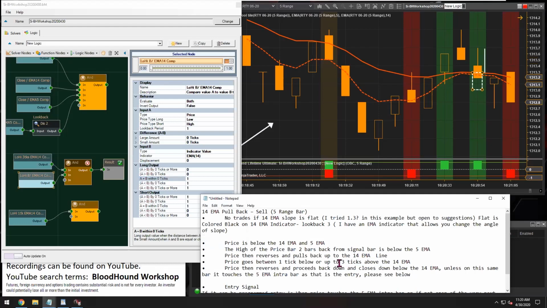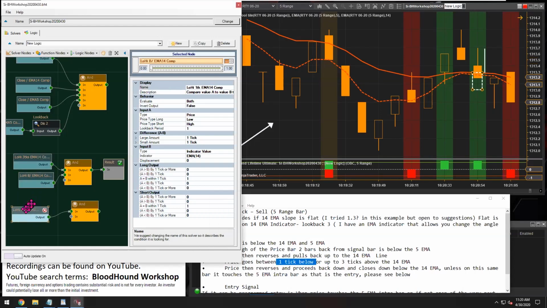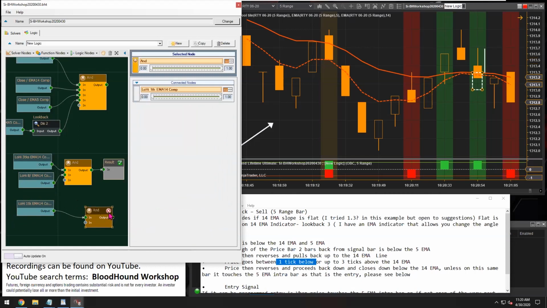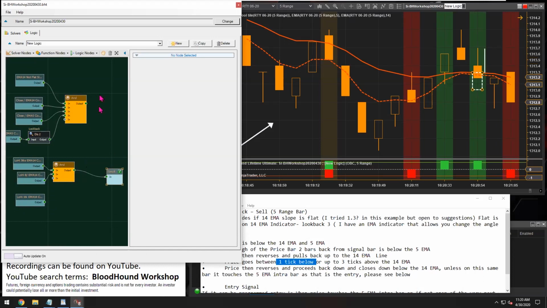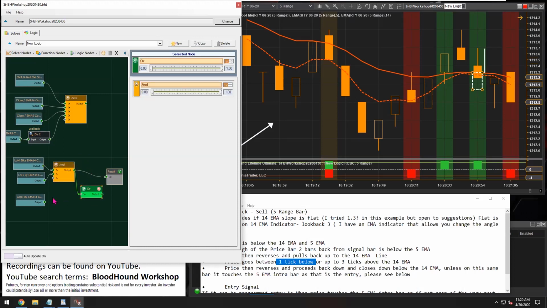All right, so that took 2 solvers to create this condition. Now we need to add in this 1 tick below for a short or 1 tick above for a long. Remember, that was this solver here, so let's get rid of that. And what we do is we use an OR node this time around.